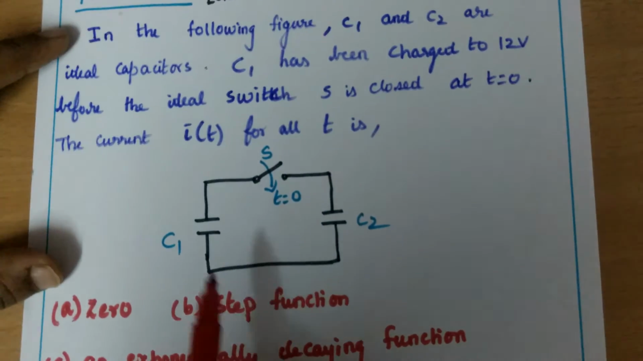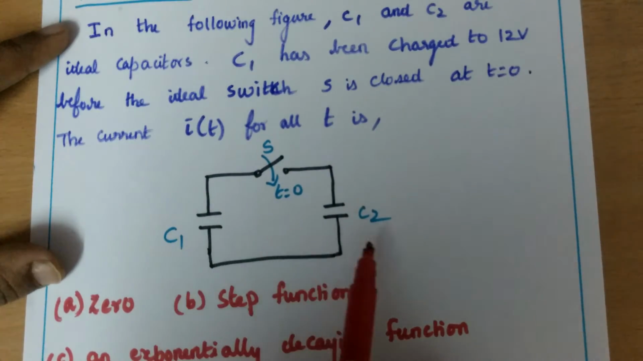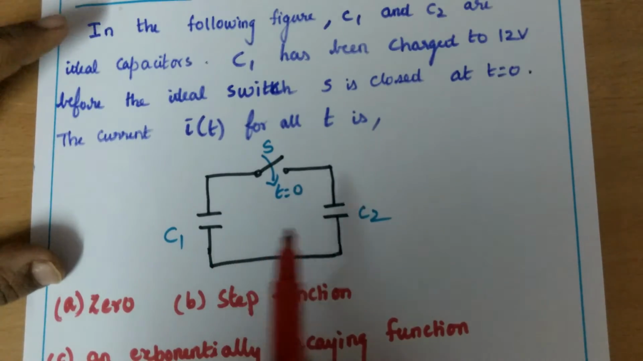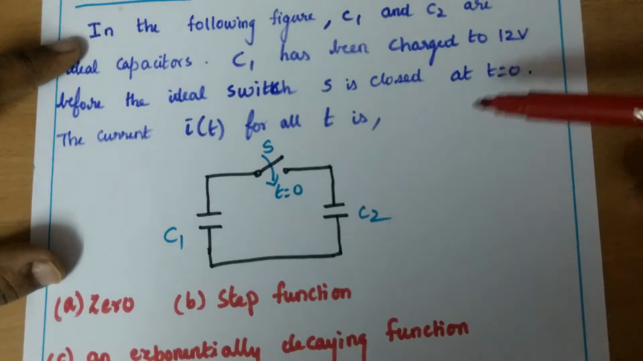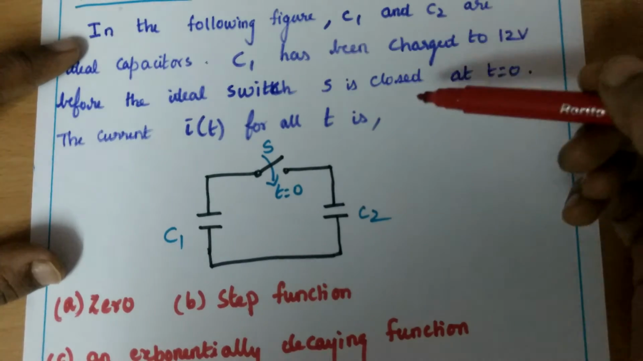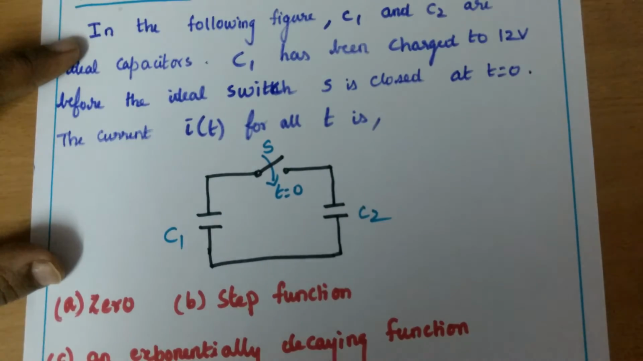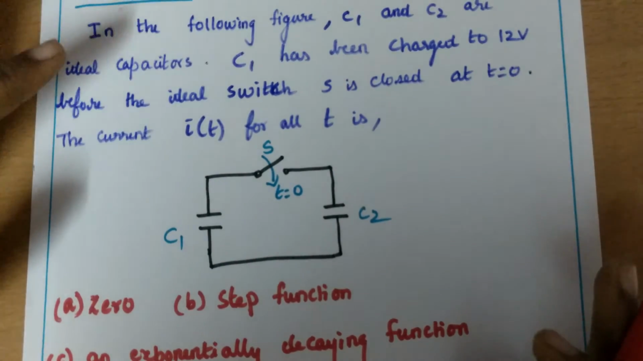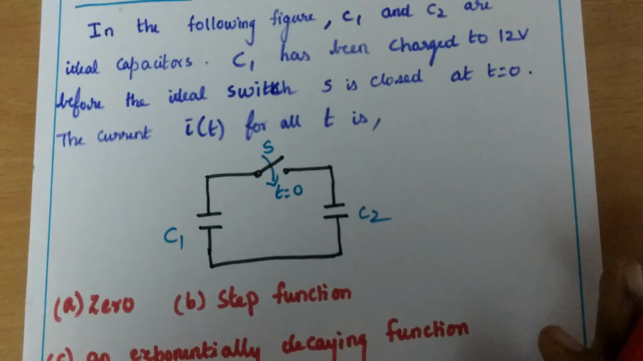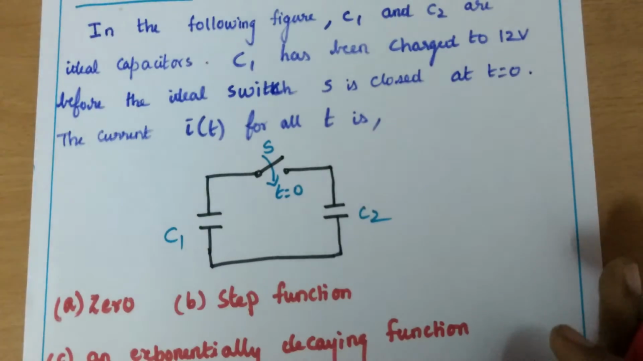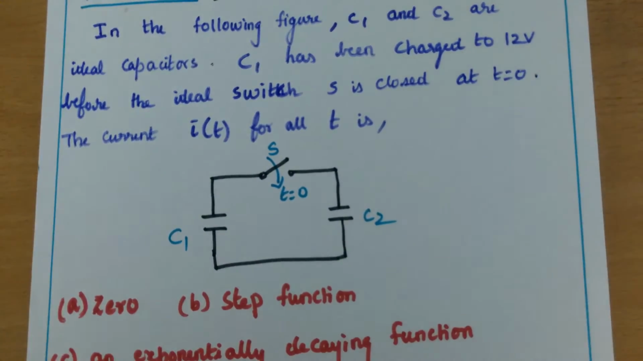So here they have given the circuit with two capacitances C1 and C2. So what is the initial condition? Initially itself it has been charged to 12 volt, before the ideal switch S is closed at t equal to 0. So initial condition is open only, but at that time itself C1 has been charged to V0, 12 volt. Okay. So we will solve the problem.